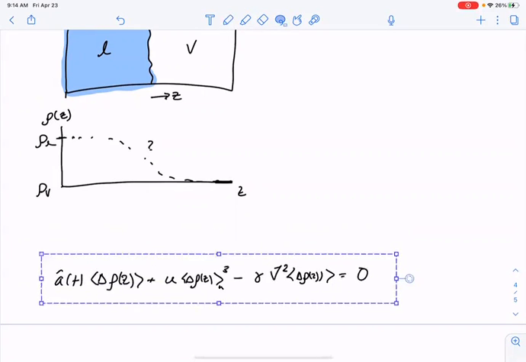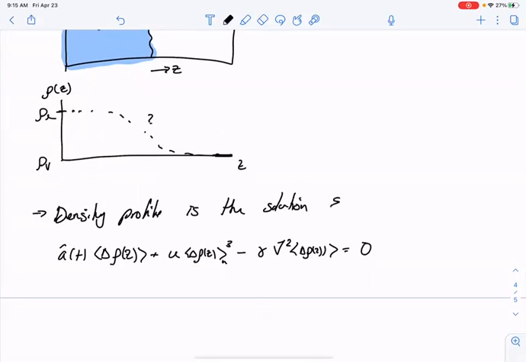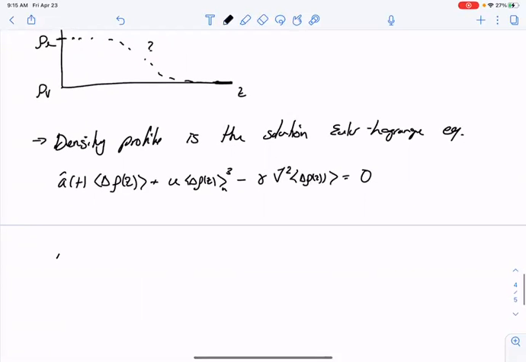So we can jump immediately to this result. The density profile is given by the solution of this Euler-Lagrange equation, at least at mean field, with the boundary conditions that rho at z far away from any interface is equal to rho L, and rho deep into the vapor state is rho V. So it's a second order differential equation. We require two boundary conditions, and there they are.